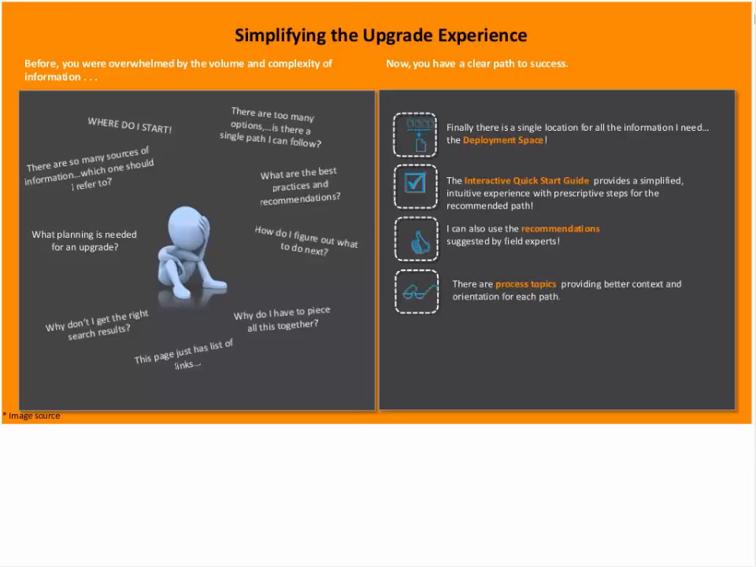There are process topics which provide you better context and orientation for each the upgrade path that you have chosen. So within a step, it will give you a process of what exactly needs to be done when you want to execute that step. That information is present on each of these steps. And then the search has been improved with the use of metadata. So if you are stuck and you want to search for a particular topic, you will get better results now.